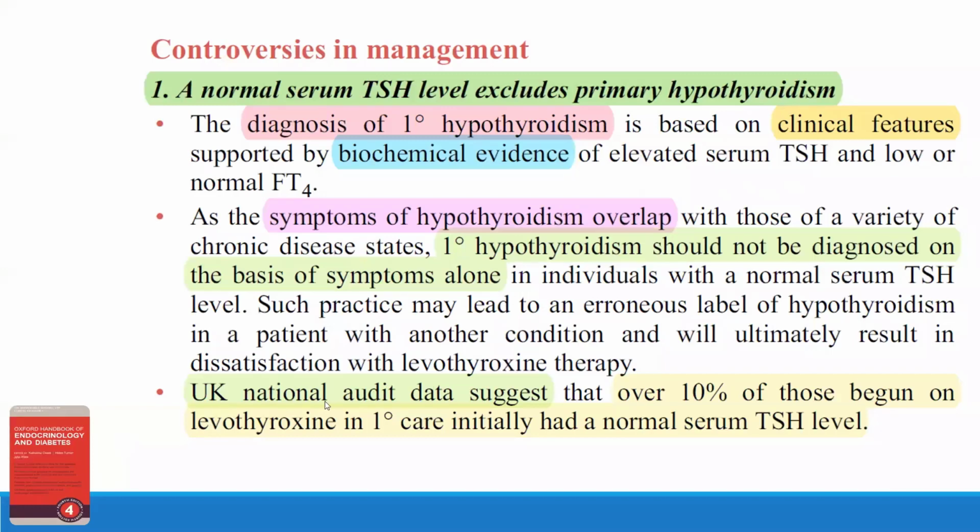In the UK, national audit data suggests that over 10% of those who began on levothyroxine in primary care initially had a normal TSH. So this is the UK. If we do this survey in our countries, I think it would be more than 50%, because we see in our clinical practice a lot of physicians checking thyroid hormone only without TSH. Normal TSH excludes a primary thyroid disorder by 100%.